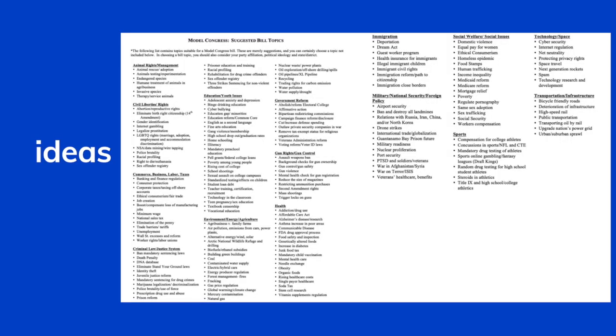Now, it's hard to come up with ideas for legislation, and here are some good starting off points. But this is just topics that are suitable for Model Congress bills. These are suggestions, and you can choose a topic not included. Make sure it's appropriate, relevant, and feasible. And when choosing a topic, you should also consider your party affiliation. You may not have one that's explicit, but you may have one that's implicit: your political ideologies, and your state and district.